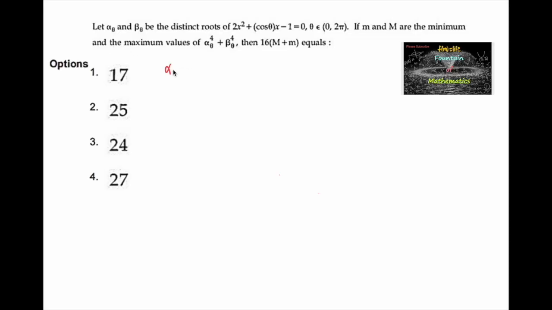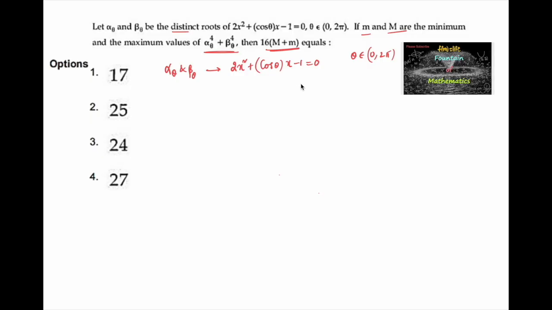Given alpha theta and beta theta are the distinct roots of the quadratic equation 2x square plus cos theta of x minus 1 equals to 0 for theta belongs to 0 to 2 pi. If small m and capital M are the minimum and maximum values, then what is alpha power 4 theta plus beta power 4 theta? And also we need to find 16 times of M plus m. So let us simplify and find alpha power 4 plus beta power 4.